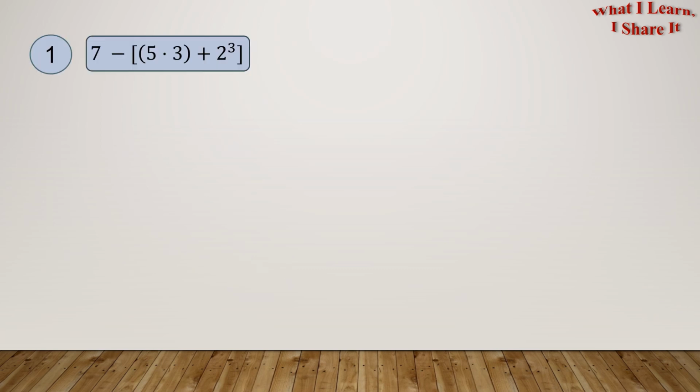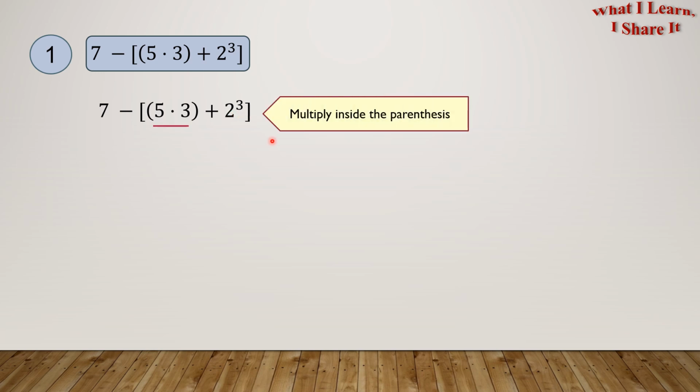Problem 1. 7 minus 5 times 3 plus 2 cubed. We will have to multiply inside the parentheses first, meaning that we have to multiply 5 and 3. And we get 7 minus 15 plus 2 cubed.